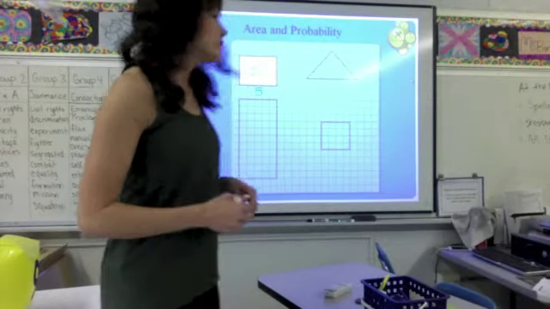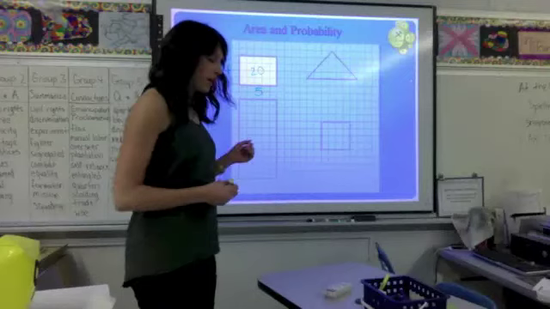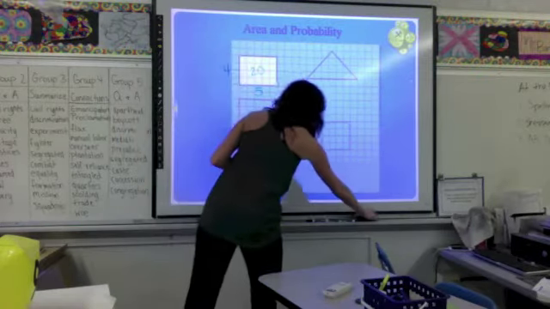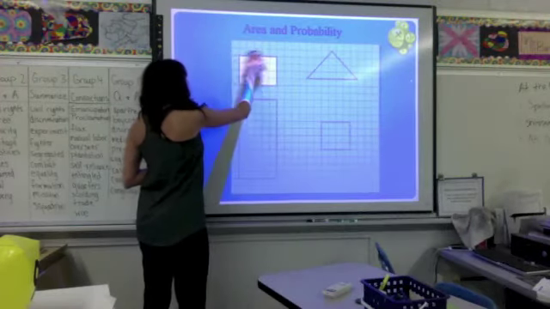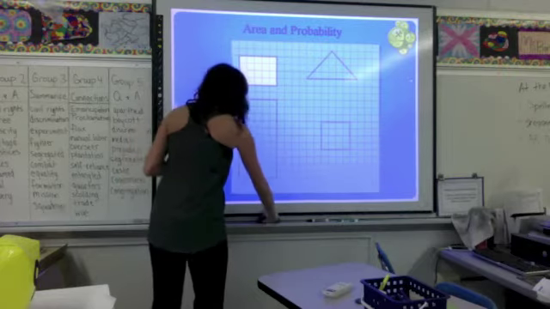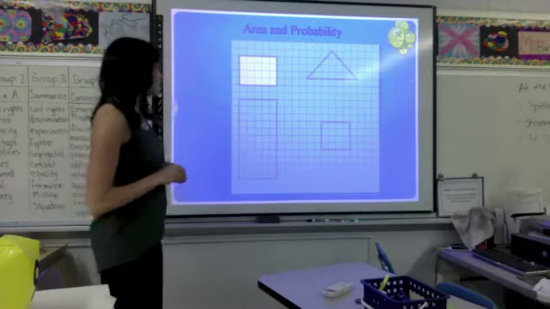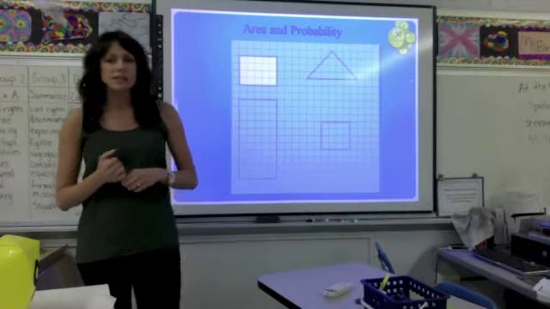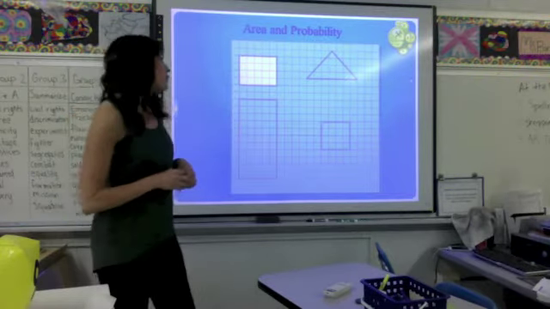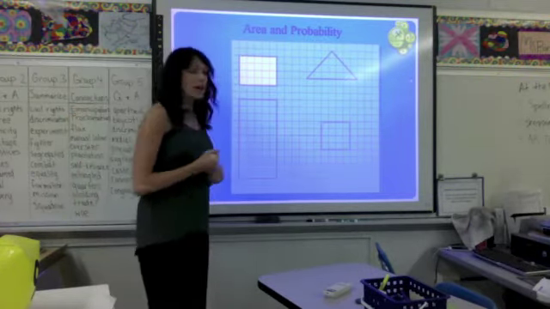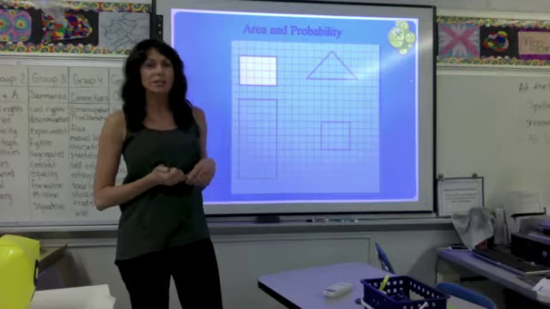Okay, today's lesson is a review on area and probability. So we're going to start by reviewing area. We already know that the formula for the area of a rectangle or a square is base times height. The formula for the area of a triangle is base times height divided by 2.